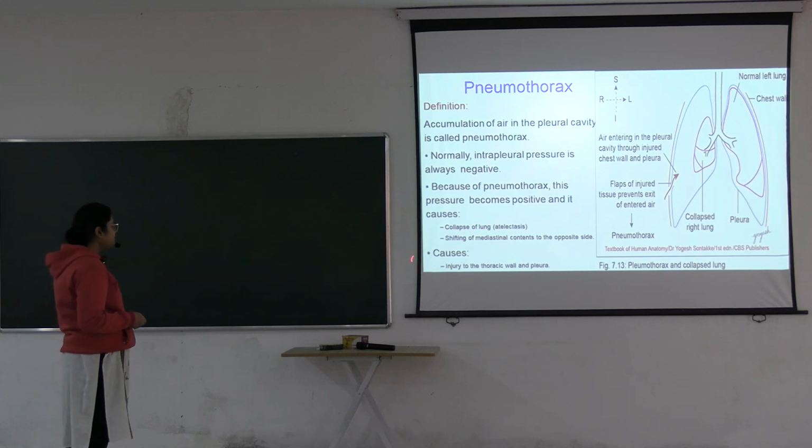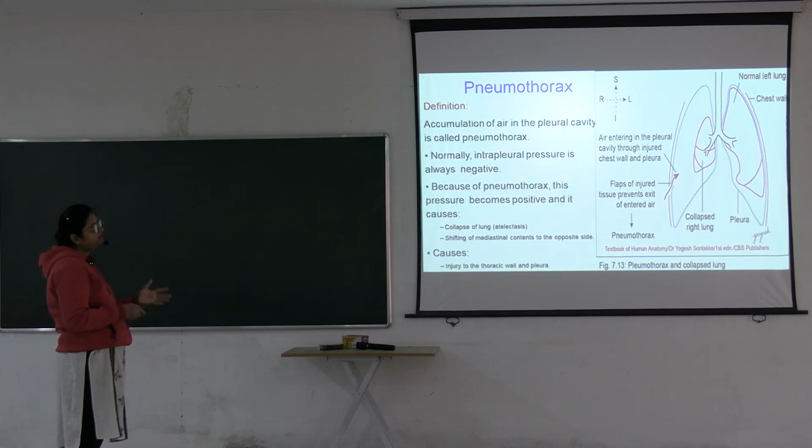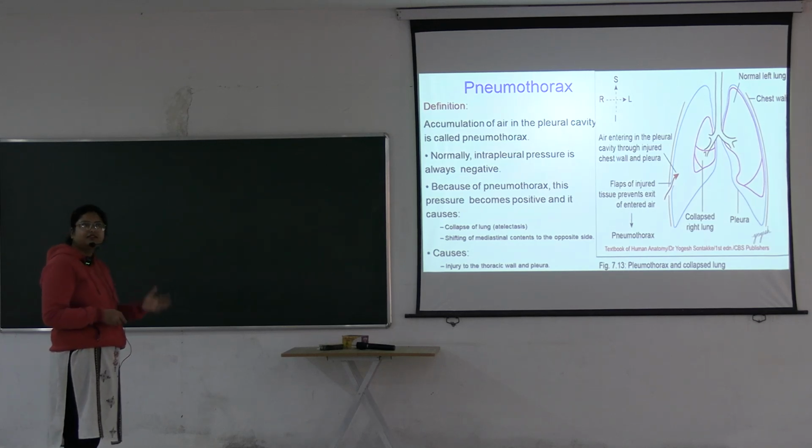What are the causes? Injury to the thoracic wall and the pleura. Here is the injury, and lung collapse has occurred. This positive pressure will also push the mediastinal structures to the healthy side, or opposite side.